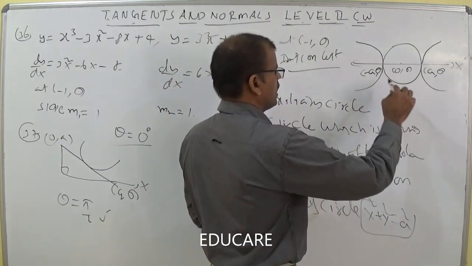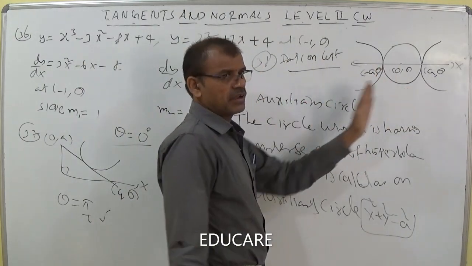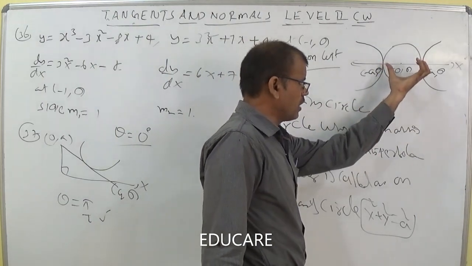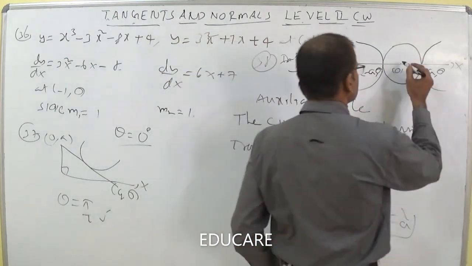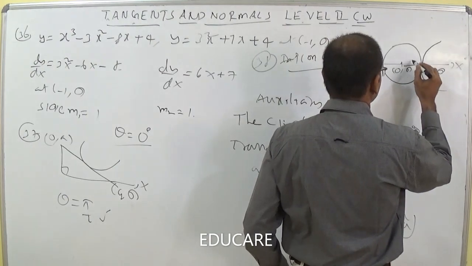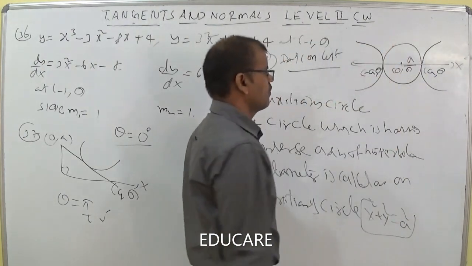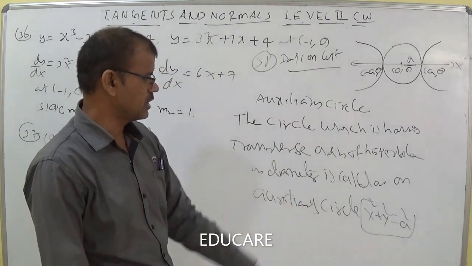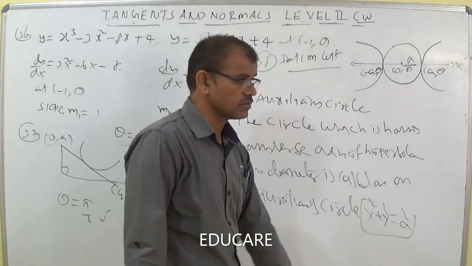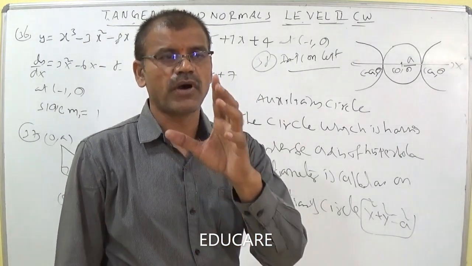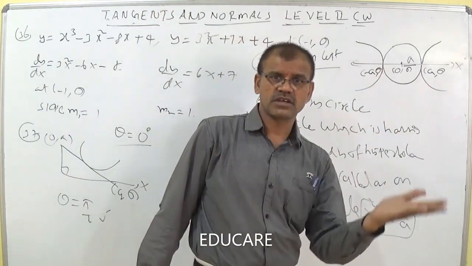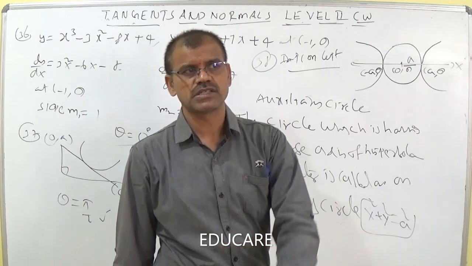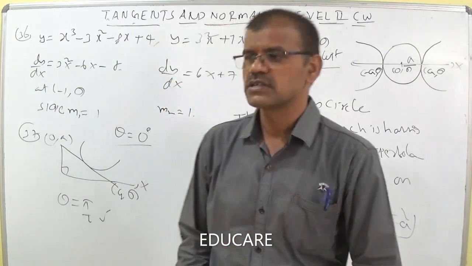So here the diameter means (-a, 0) on the left side and (a, 0) on the right side. Full length gives you 2a. Half of 2a is a, so the radius is a, and since the center is (0, 0), the equation of the circle having center (0, 0) and radius a is x square plus y square equal to a square. The common points for the circle and hyperbola are (-a, 0) and (a, 0). He gave the third option as plus or minus a, 0.